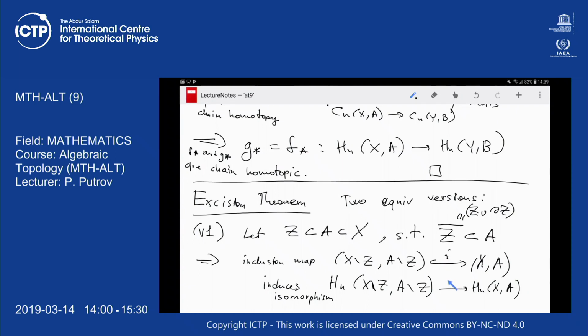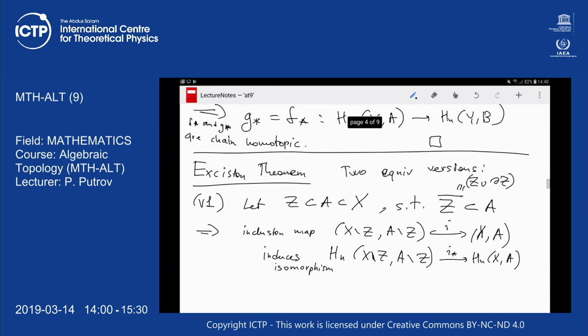Okay, this is i, this is i star. And this is an isomorphism. As an integral statement, this is an isomorphism. So this is the first formulation.